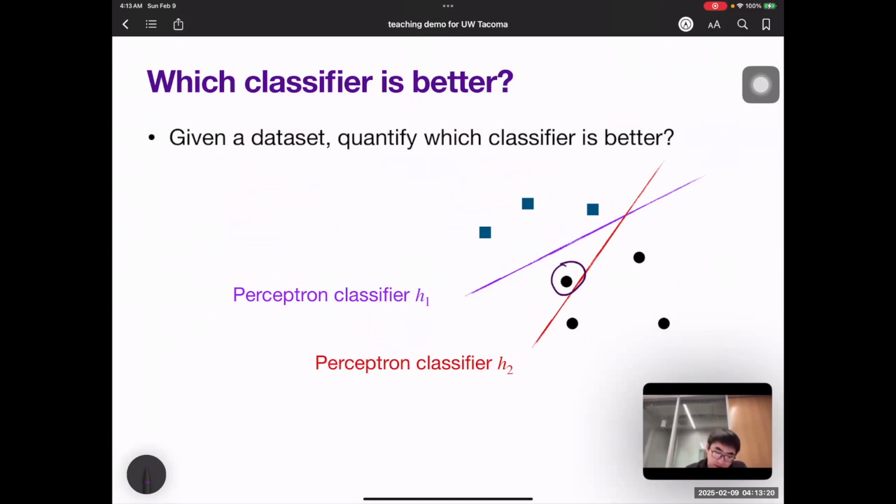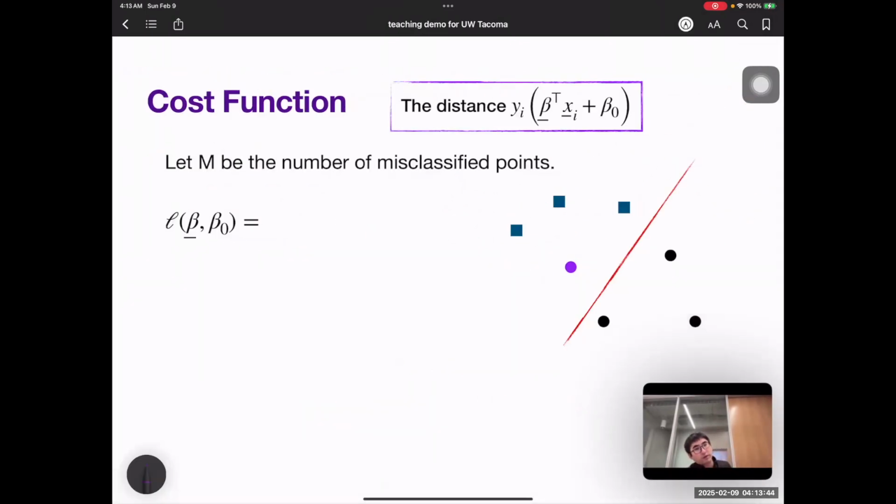So we can say that in this setting, if we compare the two classifiers, H1 is better by using the number of misclassified points. Actually, we can use this as our cost function. For a fixed value of beta and beta naught, the cost function can be defined as follows. Let's assume that we get the set of misclassified points, and for each of them, we are going to compute the distance.